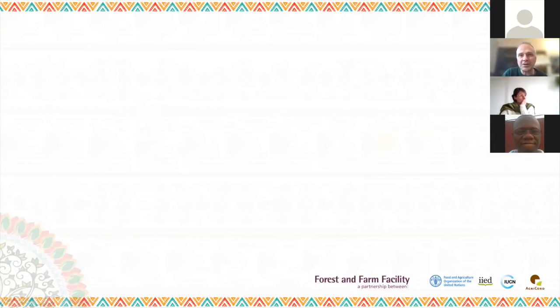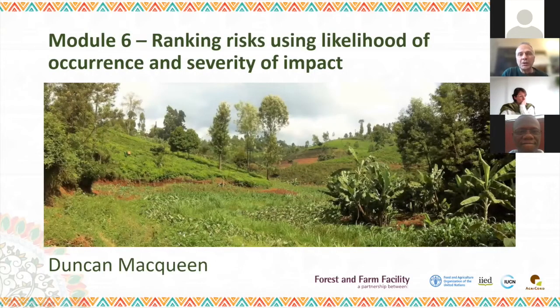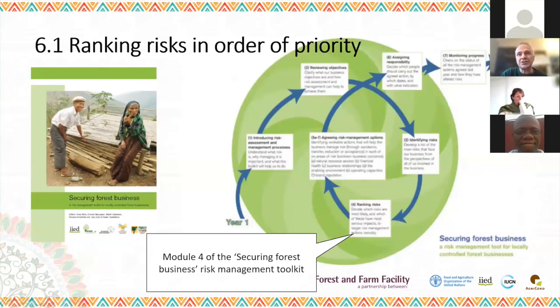I know it's quite a long session, but let's finish today by looking at ranking risks. To do that, we're going to look at how likely is a risk to occur? How severe would it be if it did occur? And that's the way we're going to rank risks and choose how to approach them. So this is the fourth module in the Securing Forest Business Toolkit.